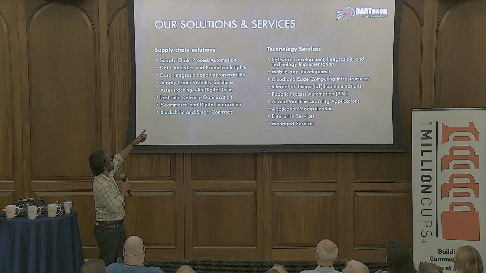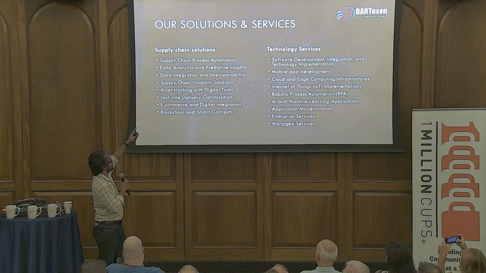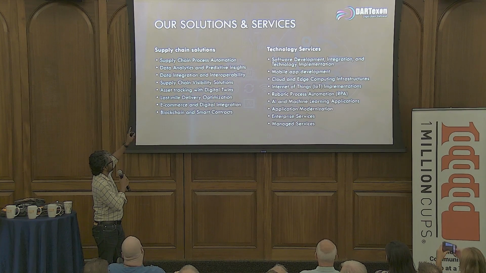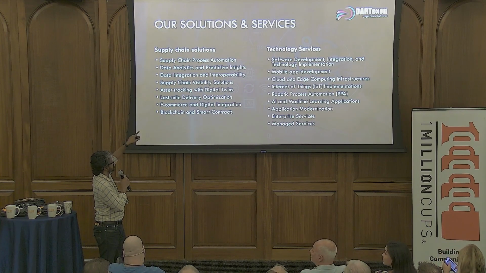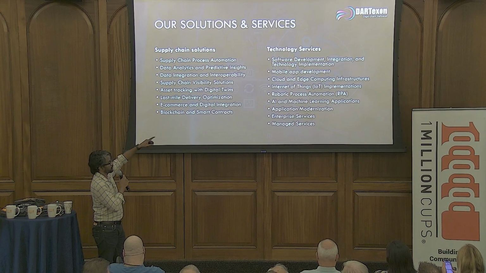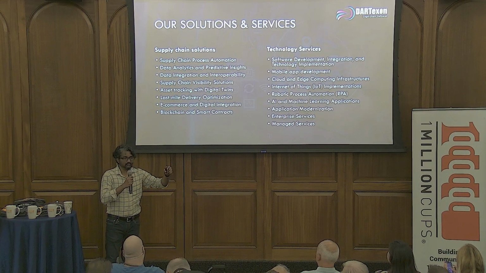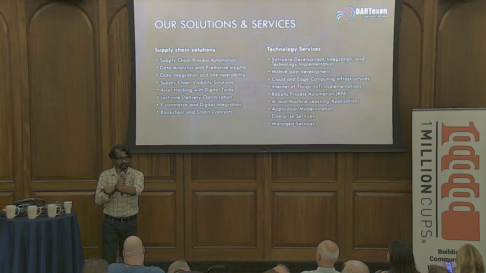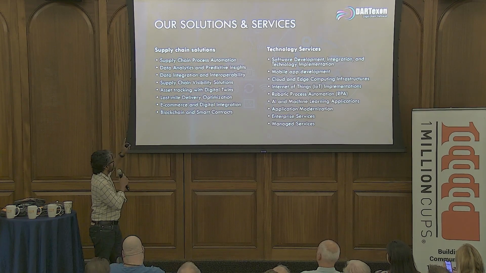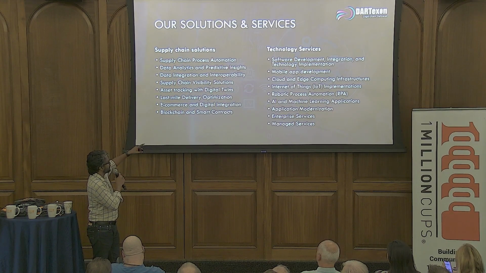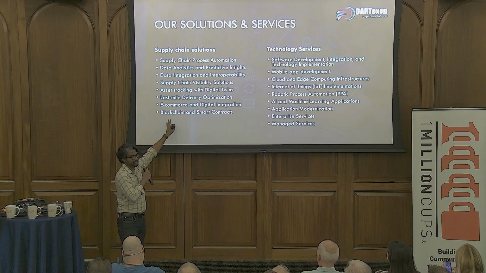So these are the solutions we provide. We provide supply chain process automation, data analytics and predictive insights, data integration and interoperability, supply chain visibility solutions, asset tracking with digital twins, which means you will have a digital object managing as the physical object moves around or is being manufactured or whatever that is, right? And last mile delivery optimization, e-commerce and digital integration, and blockchain and smart contracts. That's our root. This is where we started.